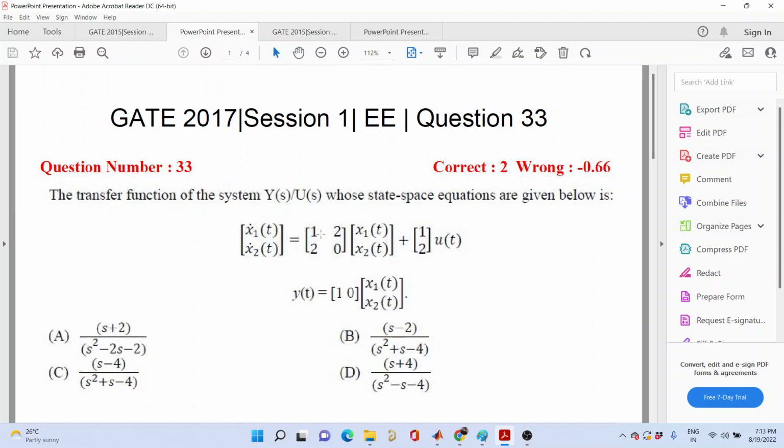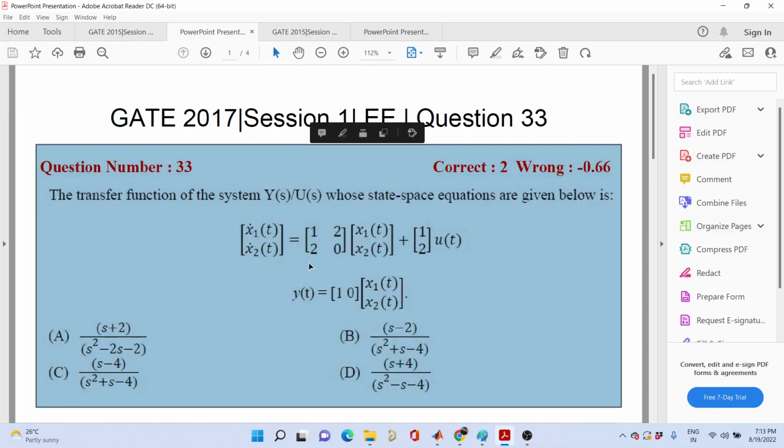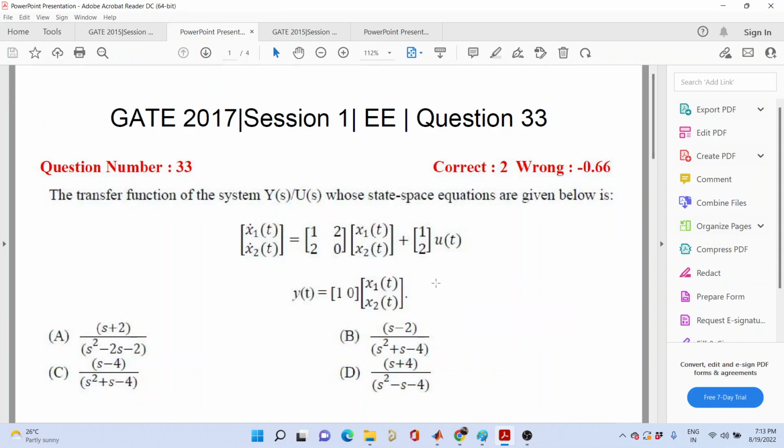Absolutely. So do you remember what the sum of the diagonals says? This diagonal I'm talking about. The sum is 1 plus 0, 1. It's the sum of the eigenvalues. Absolutely. So what are these eigenvalues? Eigenvalues are nothing but poles. Yes, sir.